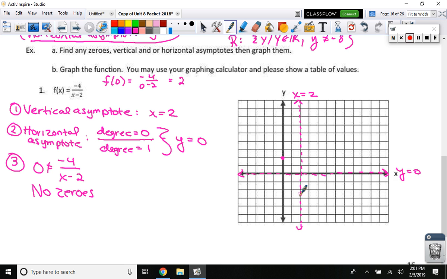Right? Alright, let's find one more. How about 1? If I fill in 1 here. F of 1. So negative 4 over 1 minus 2. That's going to give me what?